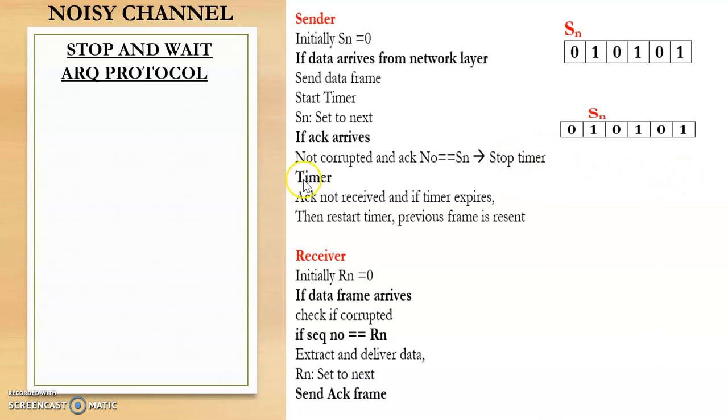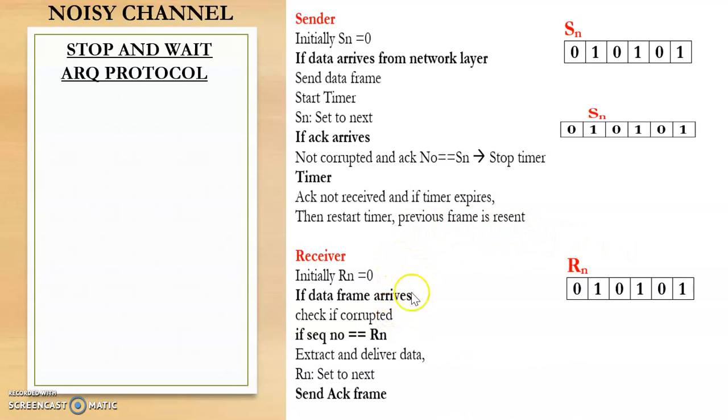Also, one more event at the sender side is the timer. That is, if the acknowledgement frame is not received and the timer expires, then the timer will be restarted and the previous frame will be resent. That is, the frame for which the acknowledgement was not received, that particular frame will be resent.